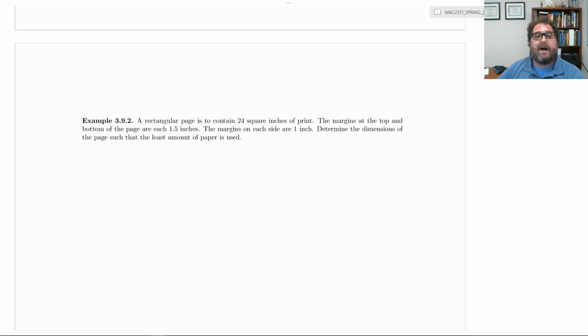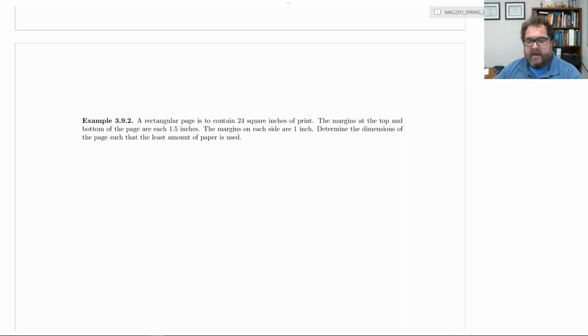All right, let's take a look at another optimization exercise. Here we have a rectangular page containing 24 square inches of print. The margins at the top and the bottom of the page are 1.5 inches, and the margins on each side of the page are 1 inch. Determine the dimensions of the page such that the least amount of paper is used.